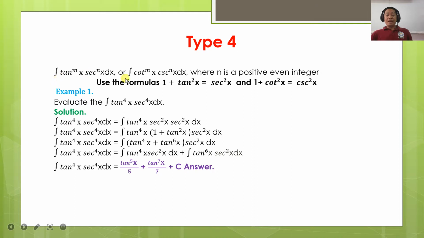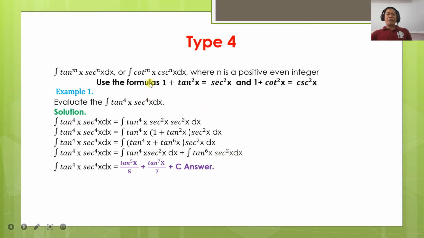So tangent secant, yung secant lang ang binabantayan dito, dapat even integer. Okay? So yung tangent, walang problema. Odd or even, wala naman siyang problema. Pero yung secant saka cosecant, make sure para masabi nating type 4, dapat even integer. So, again, ito yung identities. So, 1 plus tangent squared x equals secant squared x, and 1 plus cotangent squared x equals cosecant squared x.